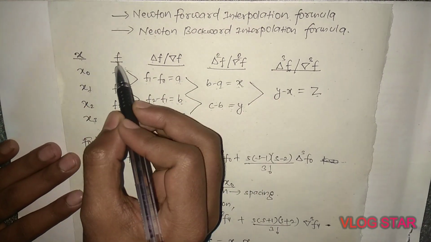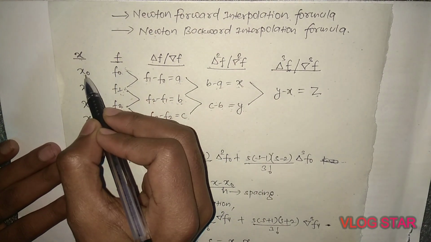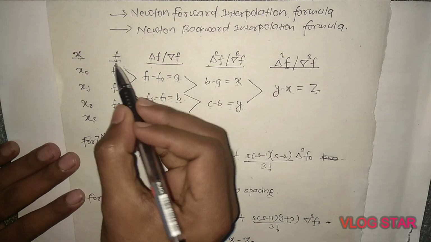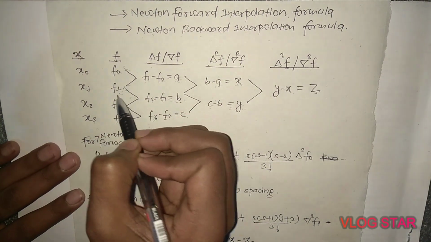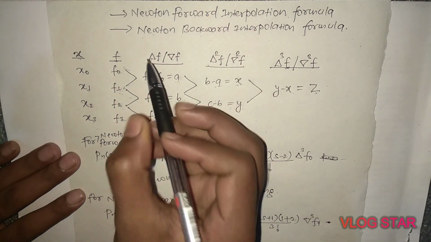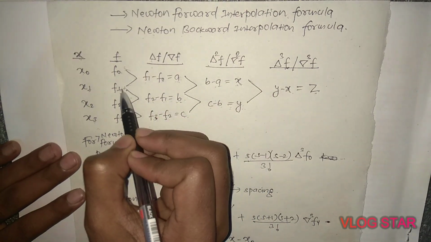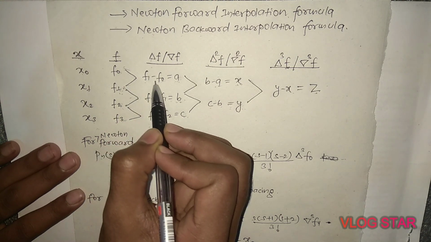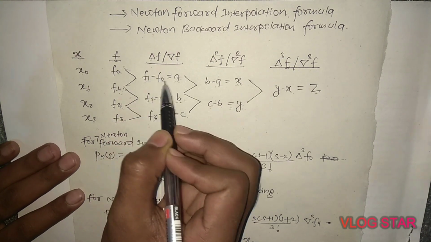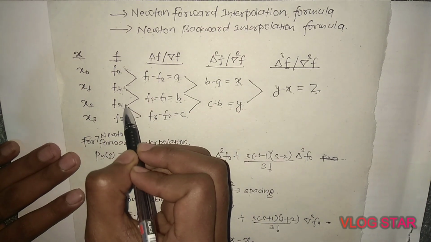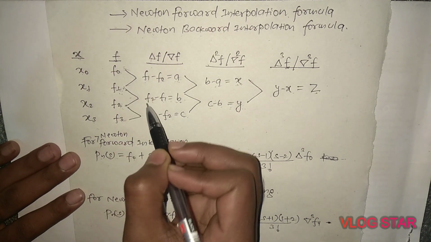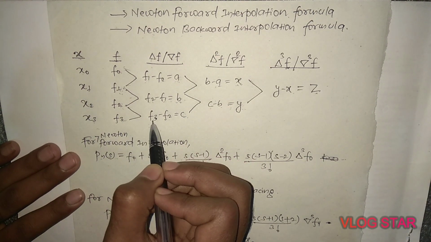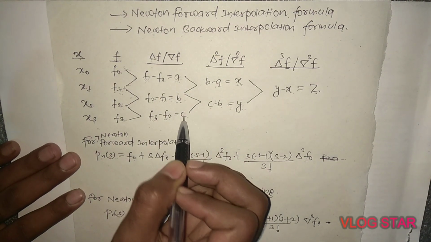Here we have given x and f, and in place of x we have x naught, x1, x2, x3, and similarly in place of f we have f naught, f1, f2 and f3. So in the first difference, first we'll take these two elements. Taking these two, we'll write f1 minus f naught and we'll assume it as a. Similarly for these two we can write f2 minus f1 equals b, and for f2 and f3 you can write f3 minus f2 equals c.